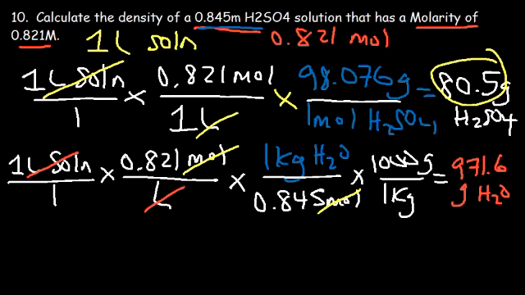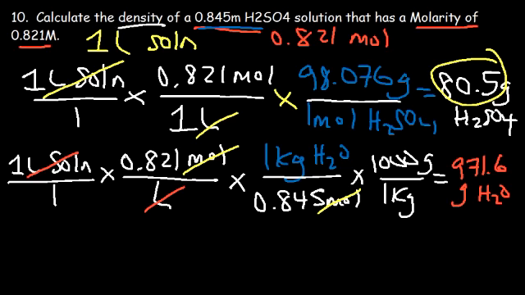So now, let's see if we can finish the problem. Our goal is to find the density. And so if we have a 1 liter solution, that means that there are 1,000 milliliters of solution. And if we add the grams of solute and the grams of solvent, 80.5 plus 971.6 means that there are about 1,052.1 grams of solution. So the density is basically mass divided by volume.